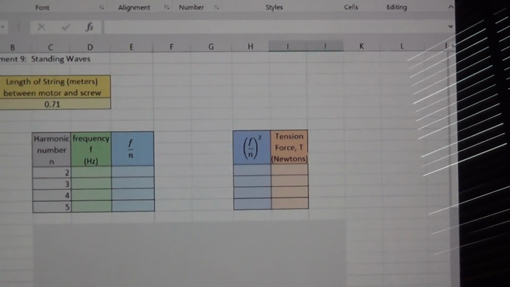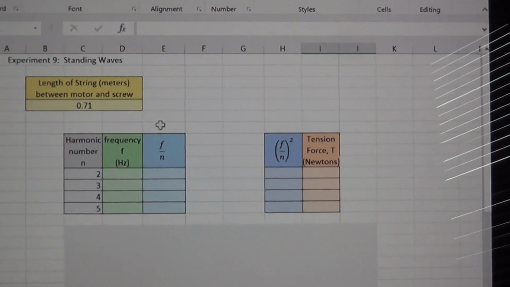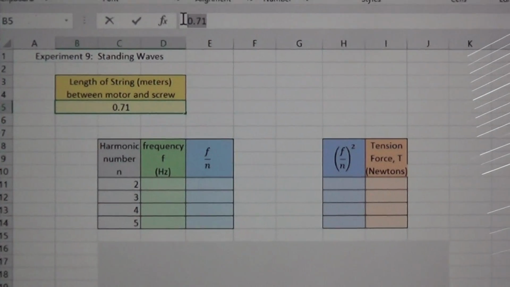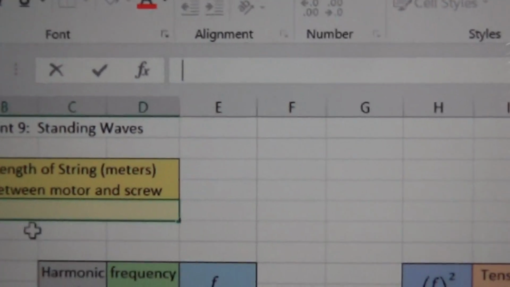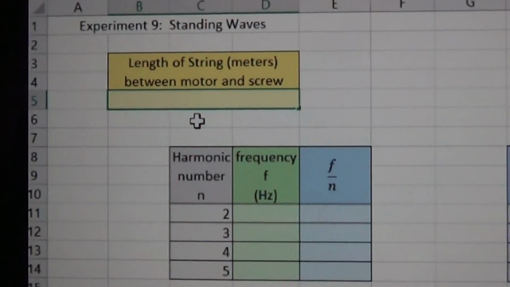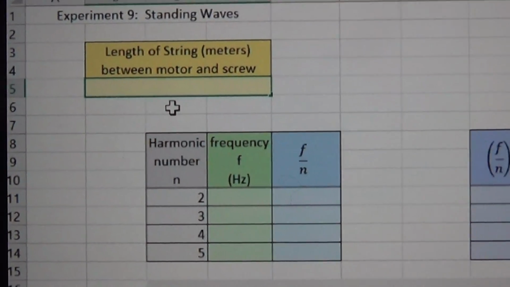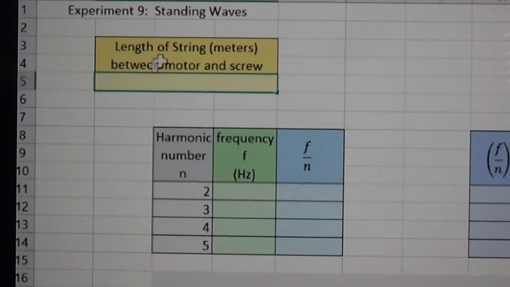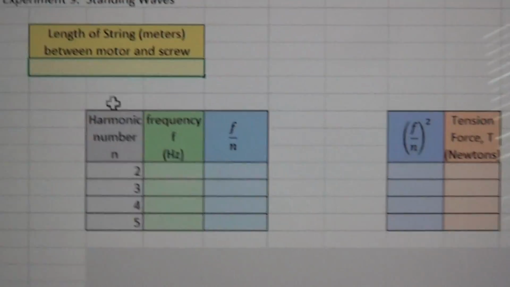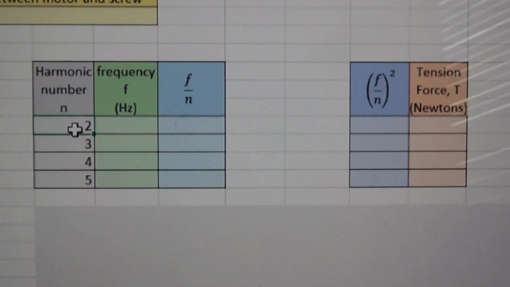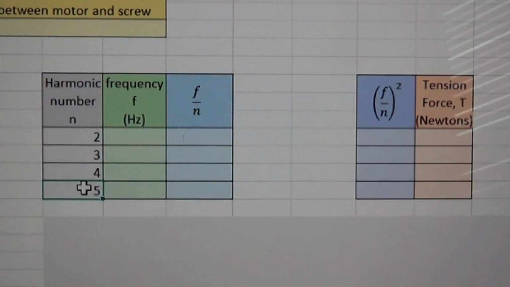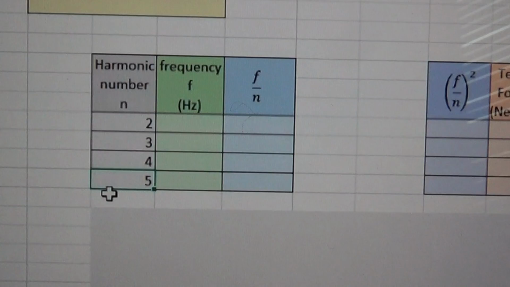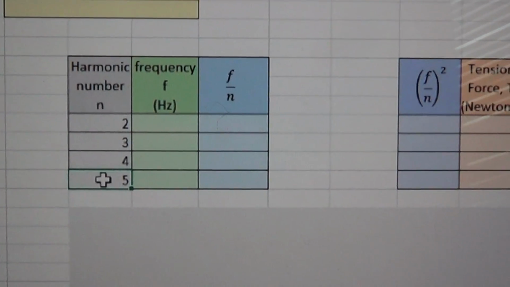Okay, so here we have the worksheet. For length of string, I was just putting my number in there, but you'll put in yours. If you had measured 65 centimeters, then you would type in 0.65 meters. Or if you had 62 centimeters, then you have 0.62 meters. That would go in there for the length. And here are the harmonic numbers. So it's going to be 2, 3, 4, and 5. Write those down in your Excel worksheet right now if they're not there already. So you're doing 2, 3, 4, and 5.